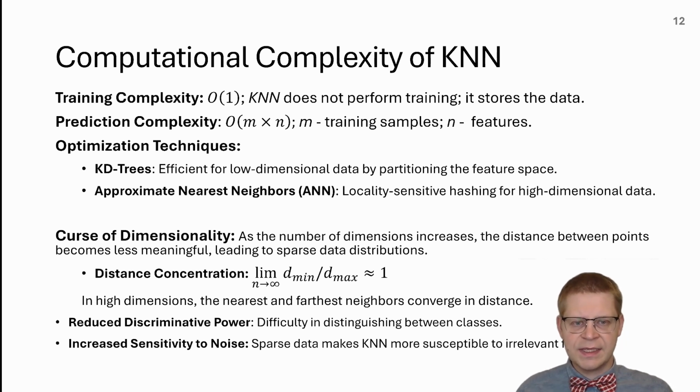KNN prediction phase scales linearly with the number of data points and features, making it computationally intensive for large datasets. Optimization methods like KD trees and ANN can significantly reduce this problem. In high-dimensional space, distances between data points become uniform, reducing KNN's ability to find meaningful nearest neighbors. This phenomenon, known as the curse of dimensionality, poses a significant challenge for KNN effectiveness.